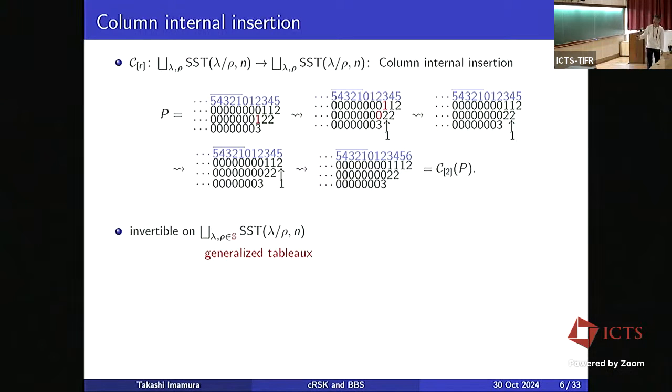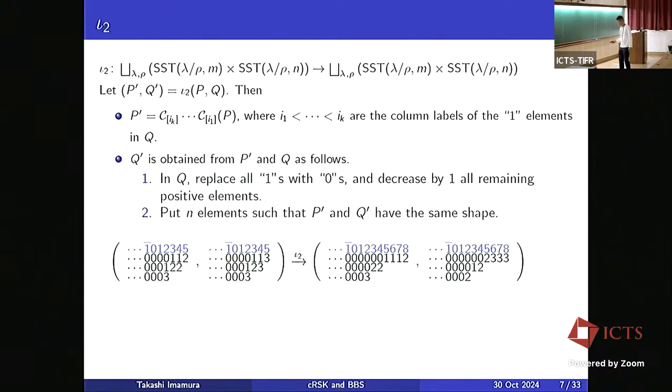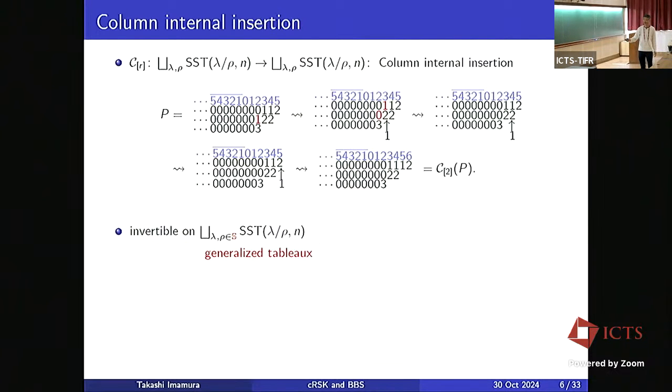So this is the column internal insertion, and we also define the iota 2. But the iota 2 was already introduced by Tomohiro. Sorry, I'm a bit confused by the dynamics. Could you go back, please? When the red one gets bumped, in the second one, why does it not go to the next row? This is a column version, so it goes to the next column. Oh, it's a column insertion. Column insertion, yes. Because the other rows are constant.